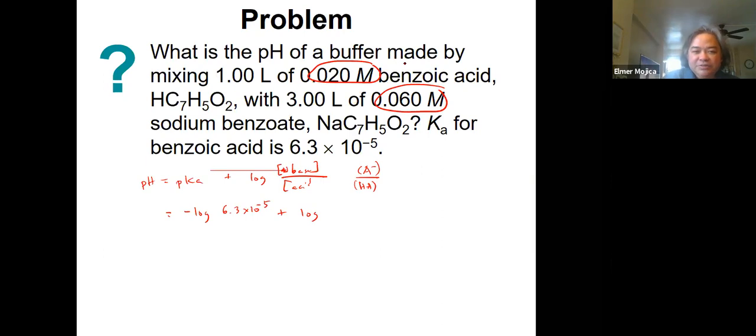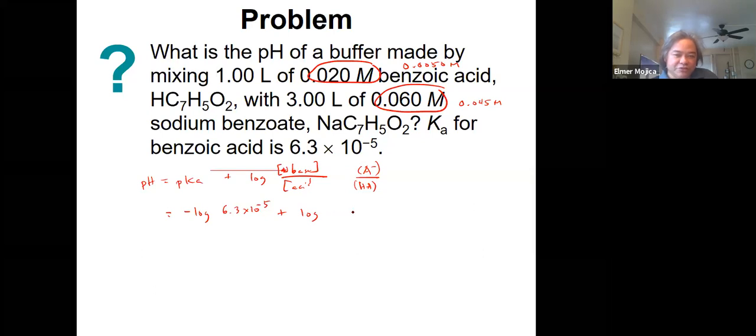Because I think this now becomes 0.005 molar, and this becomes 0.045 molar. So which one am I going to use? Will I use the 0.06 and 0.02 or the 0.005 and the 0.045? Okay, since they're already in a mixture, I'm going to use the new resulting concentration. So I put here 0.045 and I put here 0.005.